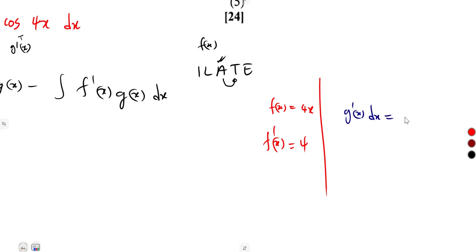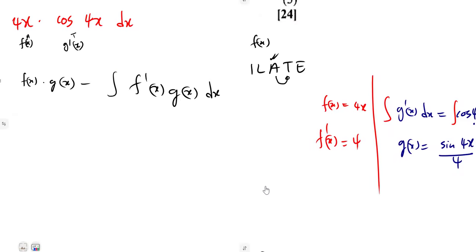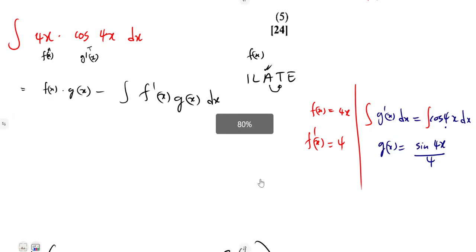So our g prime x dx is the cos of 4x dx. To obtain the g of x, we must simply integrate this. That's going to give us g of x, which represents cos. The integral of cos gives us a sine. It's going to be a sine of 4x over the constant 4. This is what you need in the substitution here to integrate this whole part.